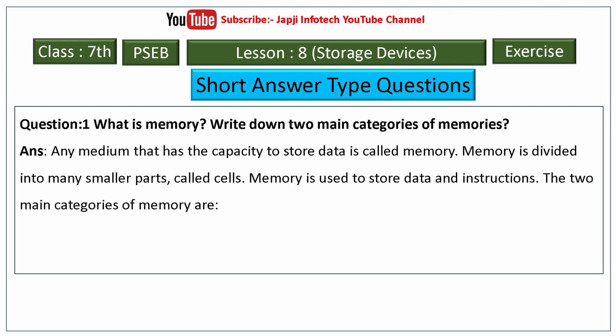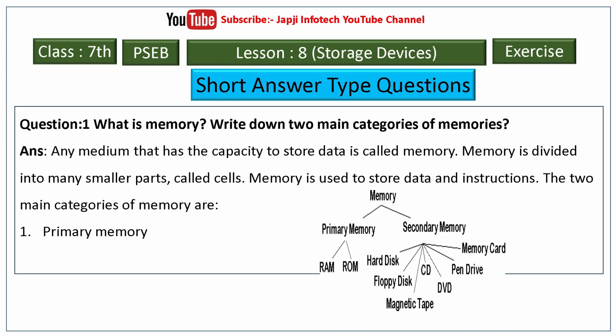Memory is divided into many smaller parts called cells. Memory is used to store data and instructions. The two main categories of memory are, the first one is primary memory and the second one is secondary memory.